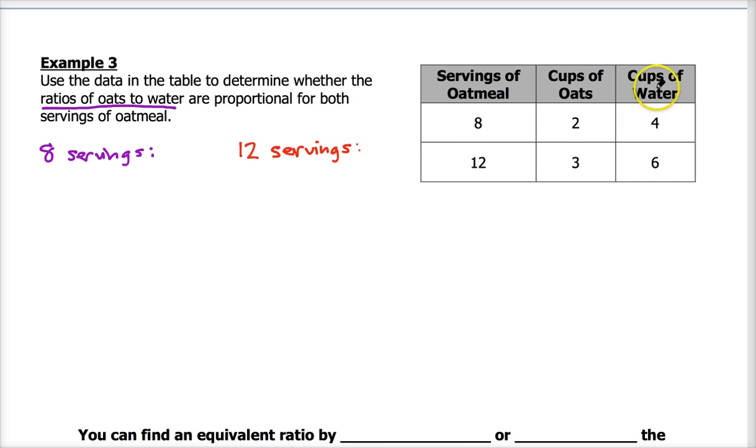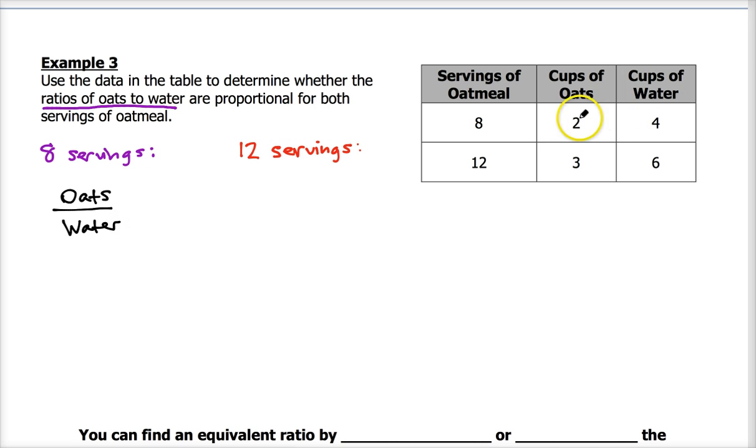And remember, we're doing the ratio of oats to water. So for 8 servings, the ratio of oats to water is 2 to 4. Okay, there are 2 cups of oats for every 4 cups of water. For the 12 servings, the ratio is 3 to 6. There are 3 cups of oats to every 6 cups of water.